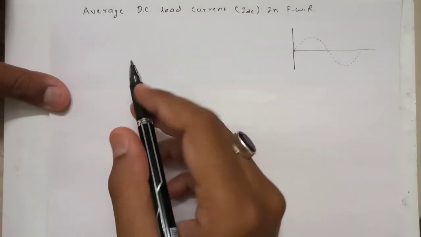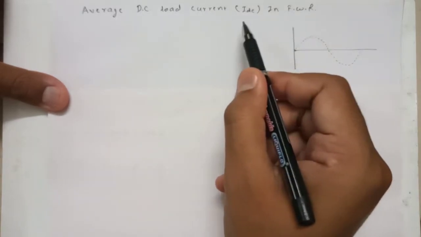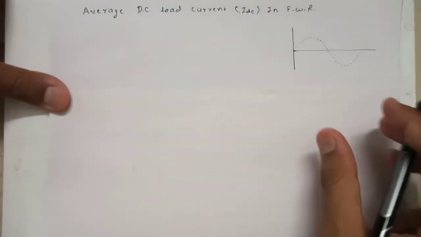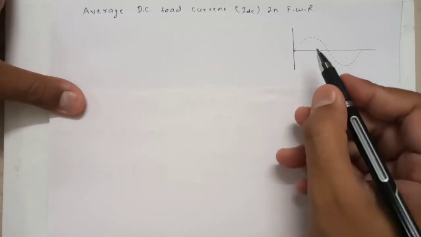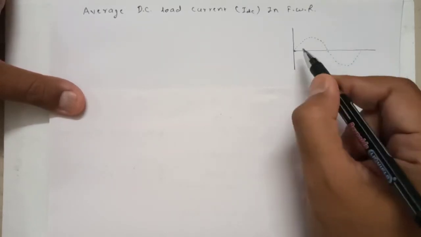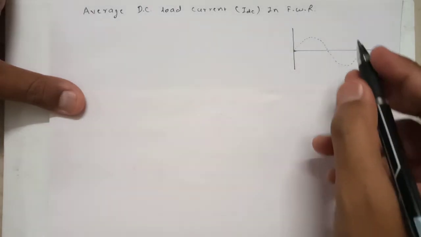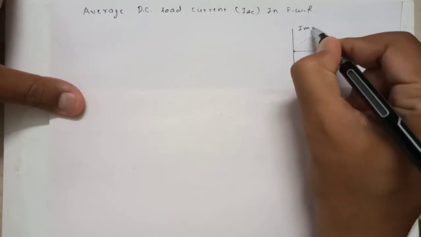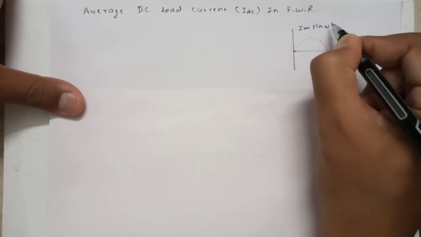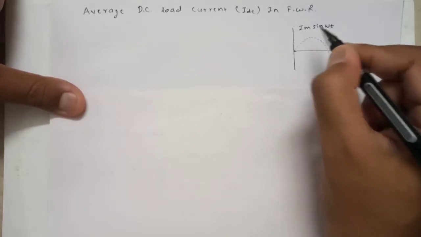Here we are interested in getting the equation for the average DC load current, that is IDC, in the case of the full wave rectifier. But before we derive this equation, let me revise one thing so that it is very clear. Here we are considering a sine wave. This is the normal nature we know, and the equation for this sine wave can be given as Im sine omega t, right? So that can be the value here.